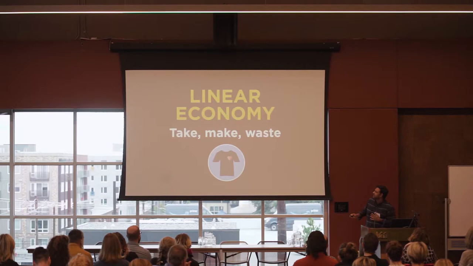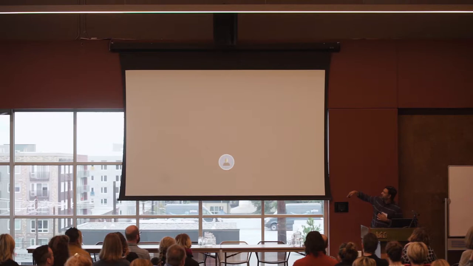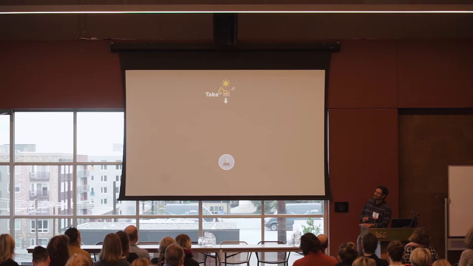The buyer, I'm going to put him at the bottom of the graphic there. Talk about how that shirt gets grown. It needs to have some kind of material to grow. It needs energy to dig materials to make buttons or zippers or the fabric. Eventually that pollutes. That's part of the take phase.